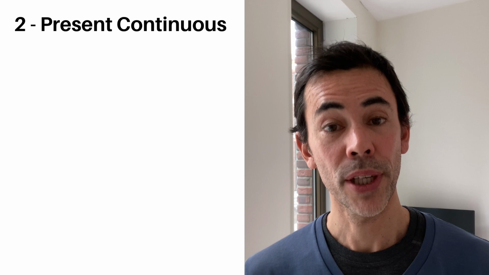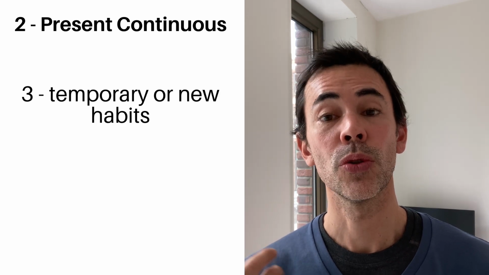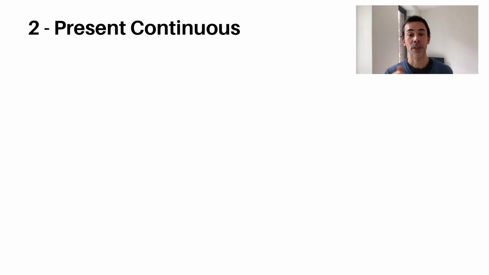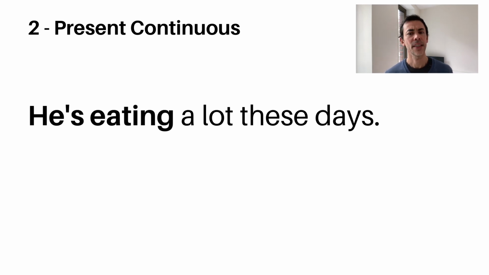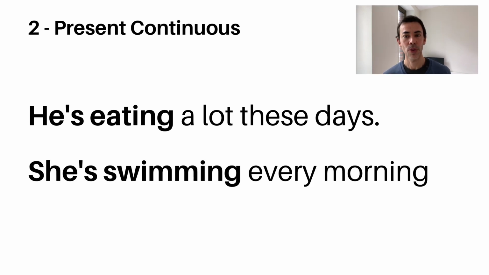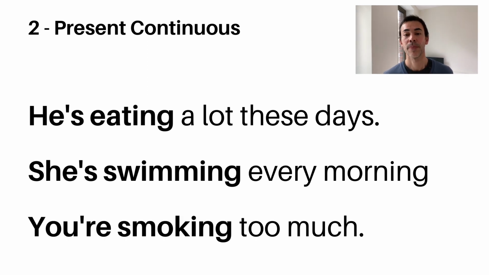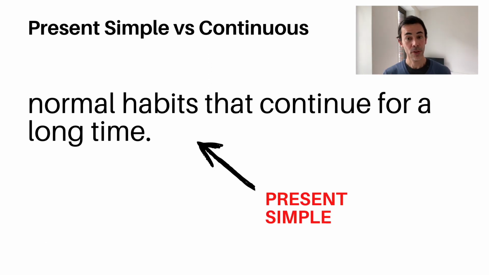Now we can also use the present continuous for temporary or new habits. Here are some examples in the present continuous. He's eating a lot these days. This is a new thing. He wasn't eating so much before. She's swimming every morning. This is a new thing. She didn't used to swim. You're smoking too much. Again, a new habit, not something you used to do so much. Now, for normal habits, don't forget, normal habits that continue for a long time, we use the present simple.